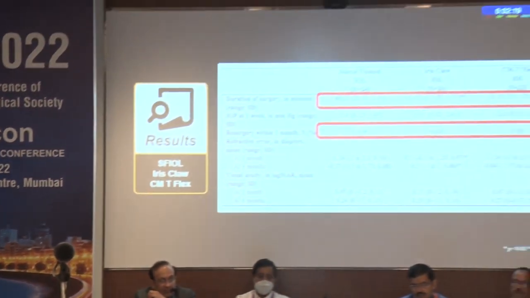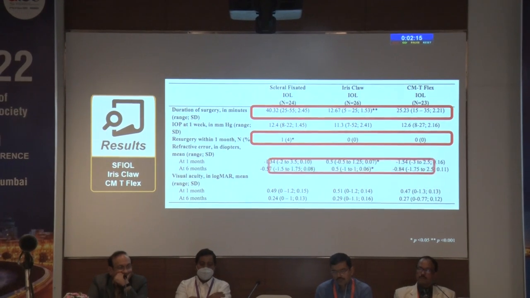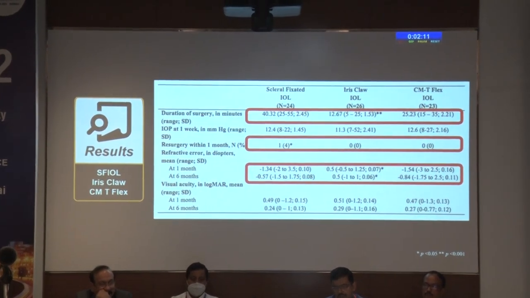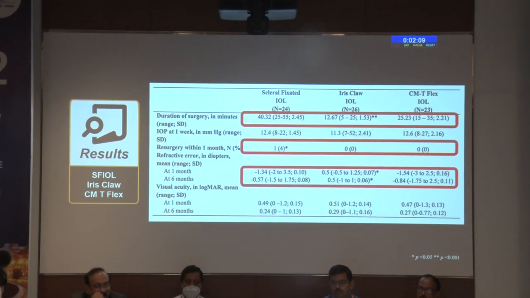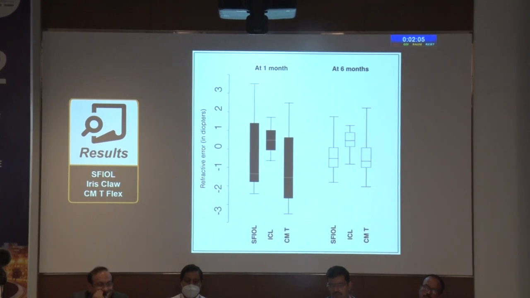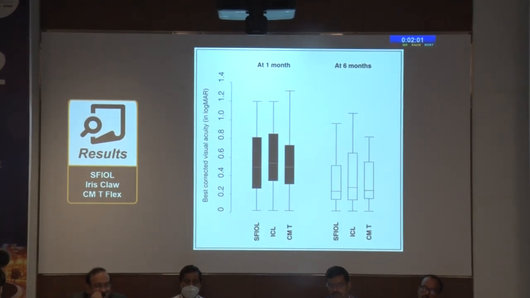Now, coming to duration of surgery, of course, iris claw lens surgery was significantly shorter in duration. And one patient with an SFIOL required resurgery. When it comes to refractive error, we saw that iris claw lenses had a significantly higher hypermetropic shift, and in visual acuity, all three lenses were similar. And that is seen in these box whisker plots showing hypermetropic shift in the ICL and best corrected visual acuity at 1 month and at 6 months, where all three groups were similar.